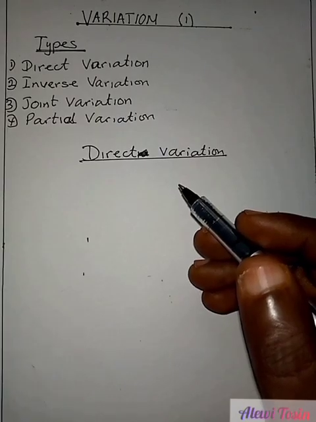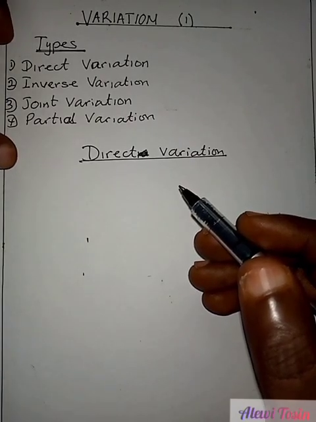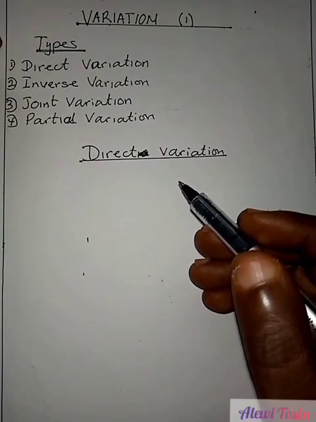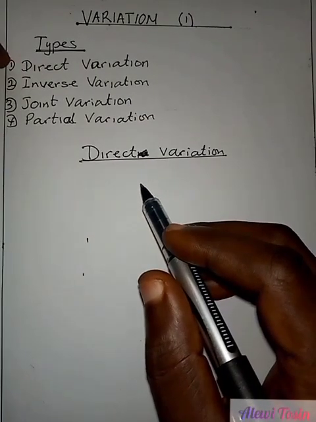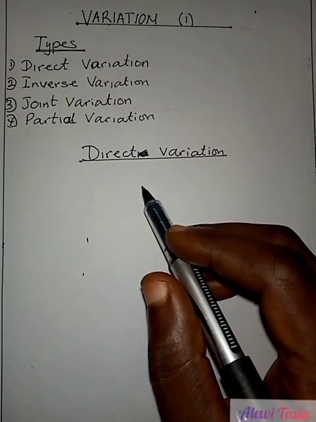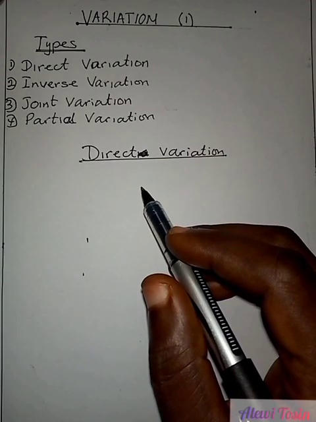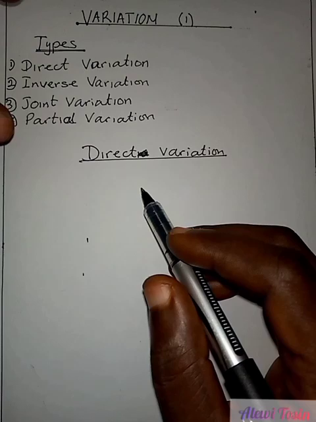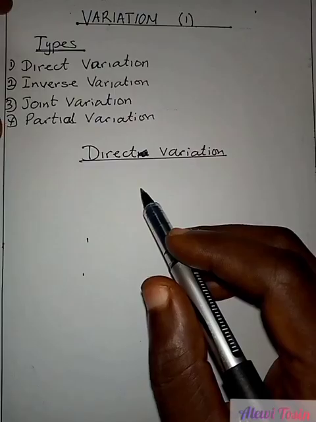Now, there are four types of variation. We have the direct variation, the inverse variation, joint variation, and also the partial variation. We are talking about each of these types of variation one after the other with understandable worked examples on it.